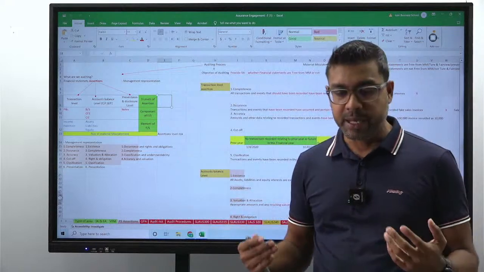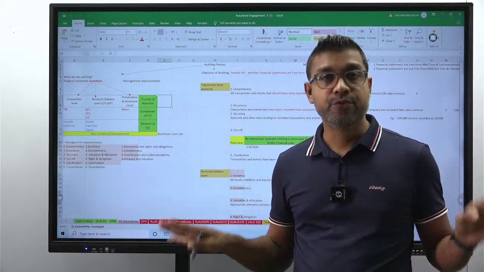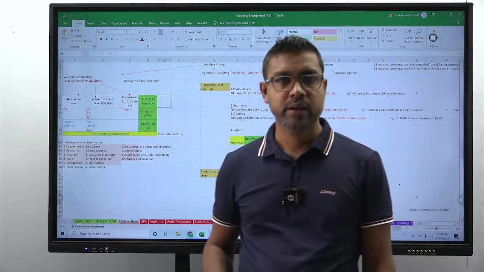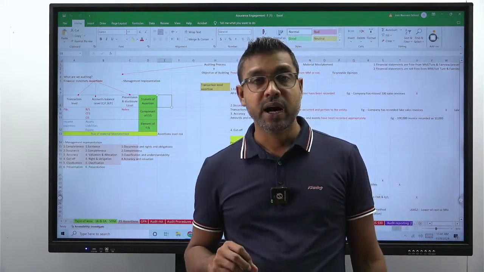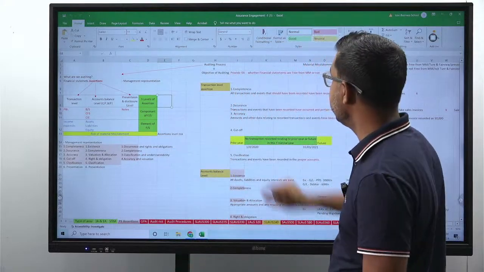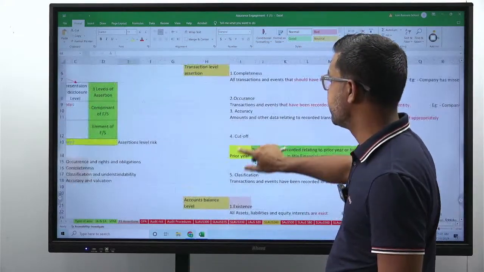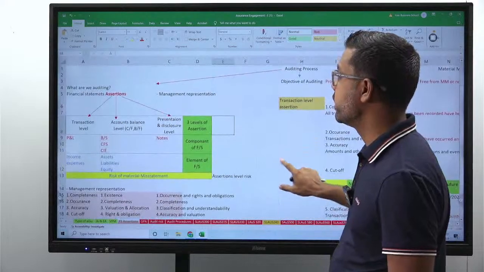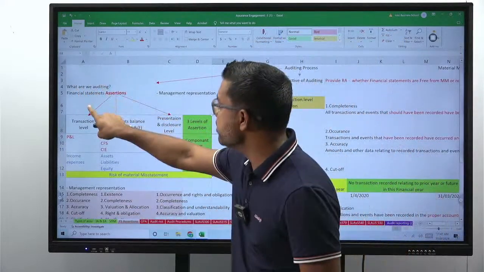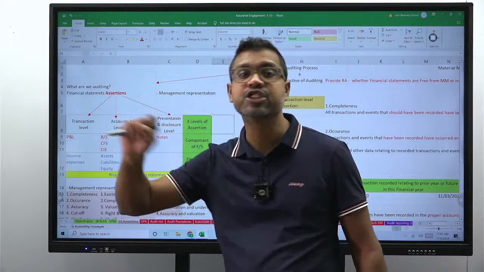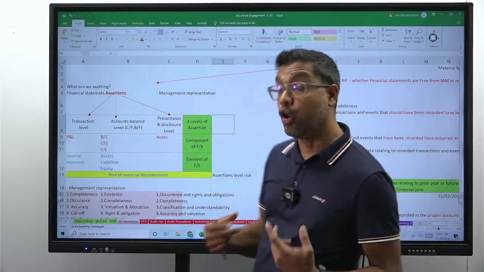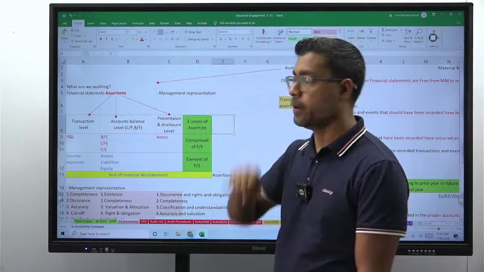You all will tell me we are auditing financial statements. Correct. But remember, technically speaking, we are not auditing financial statements. What are we auditing? We are auditing financial statement assertions. Another golden word, I would say, in auditing.